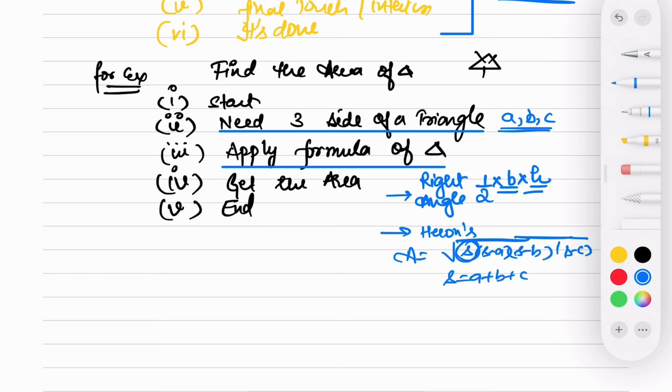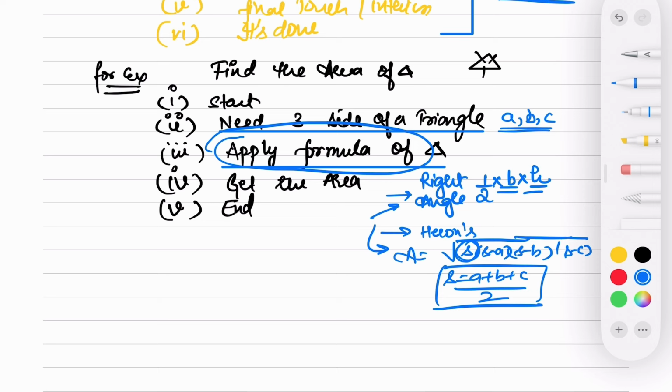So whatever formula you write, you have to define those terms, correct? Whatever formula you use, either the first one or the second one, you need to apply the formula, and then you get the area. If you compute with this formula, it's okay. If you compute with the other formula, it's also okay, and you get the area of the triangle at the end. So you are understanding, right?